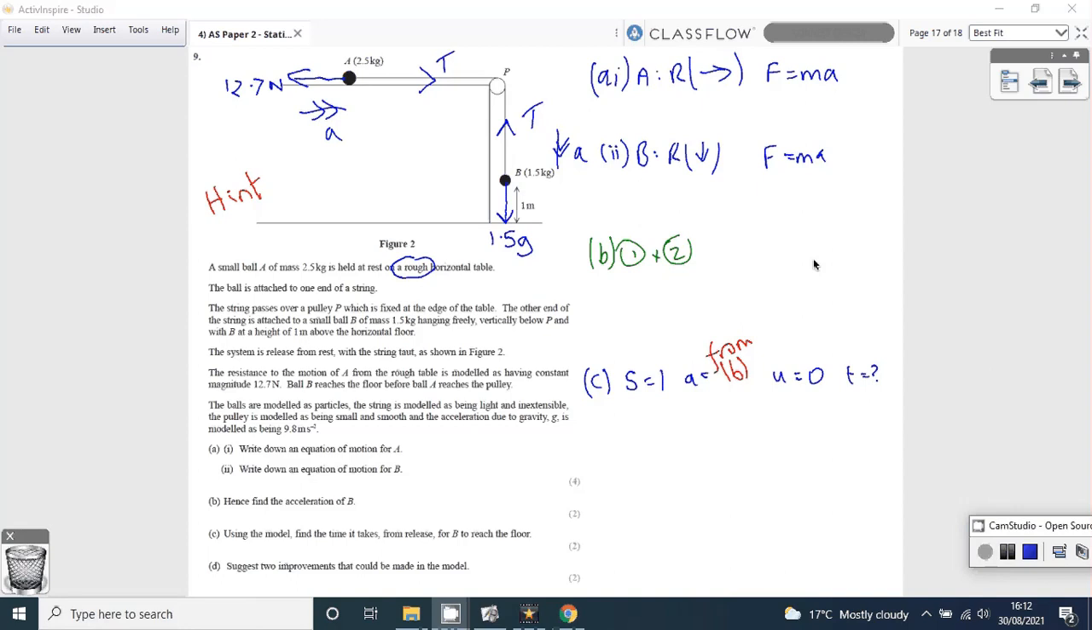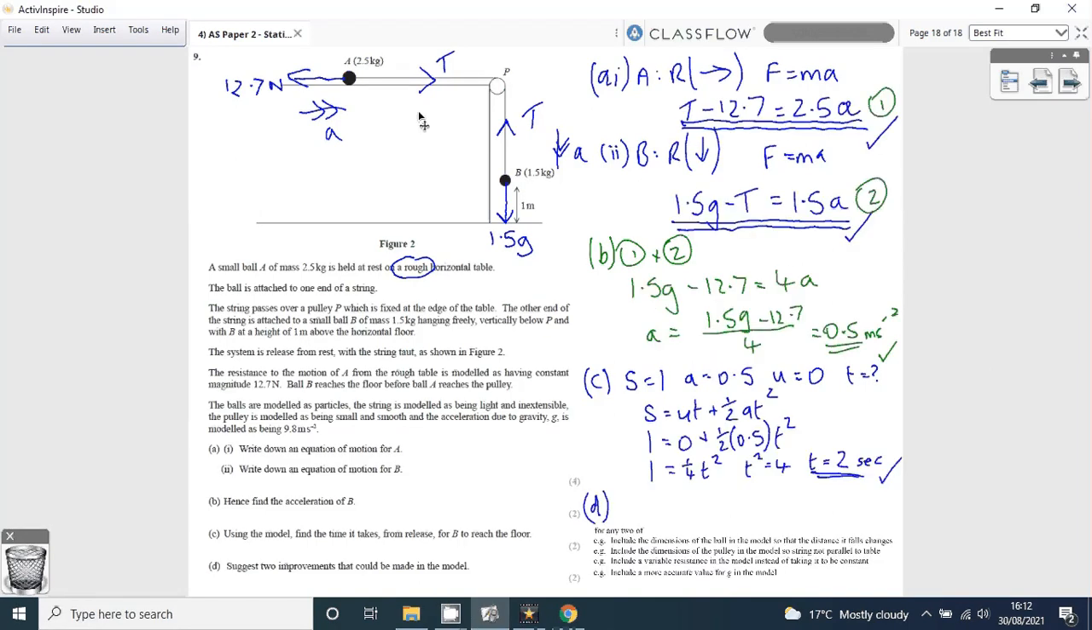So the solution for question 9. So the diagram as per hint. The hint, now from the point of view of A, we're resolving left to right. F equals ma. Now because we're moving to the right, the tension must be the greater force than the resistance. So our net force is going to be T minus the 12.7. So that's our F. Our mass is 2.5, and we don't know the acceleration.